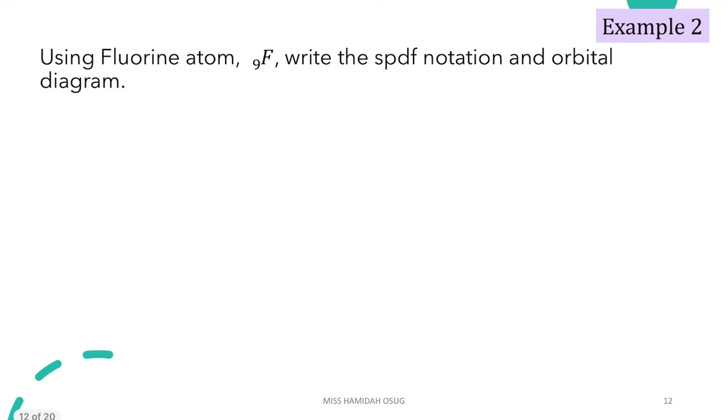So let's take a look at example 2. So by using fluorine atom, write the SPDF notation and orbital diagram.